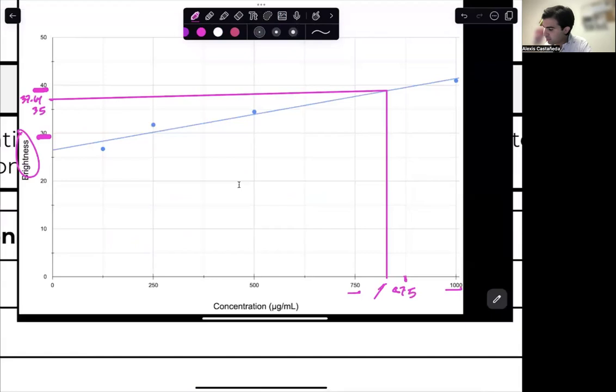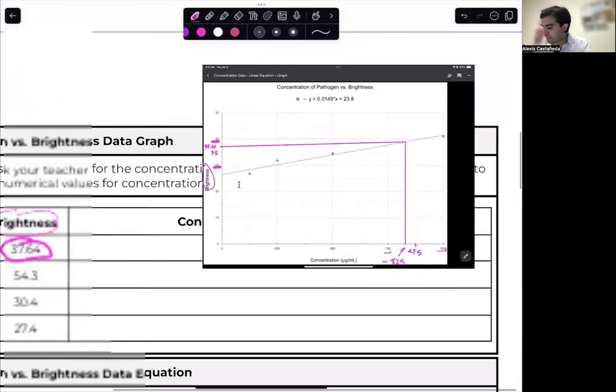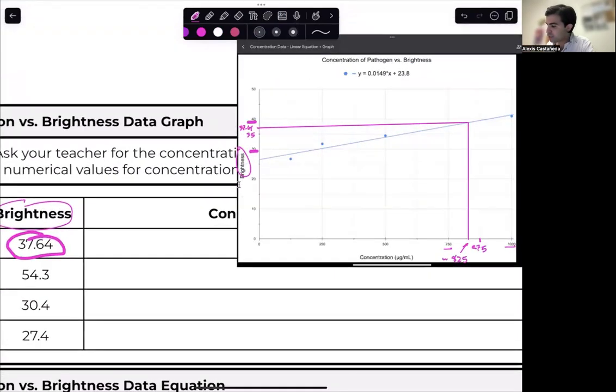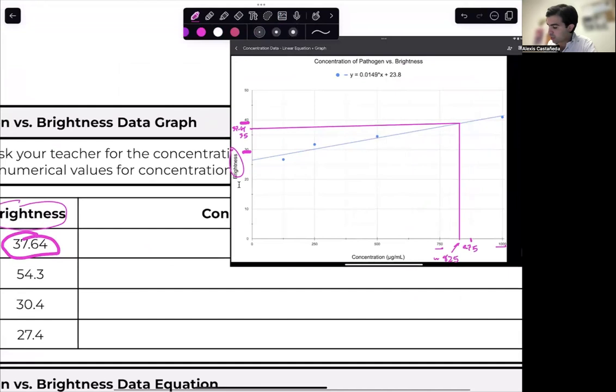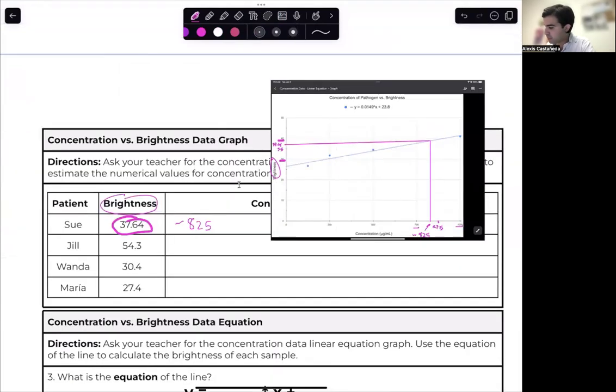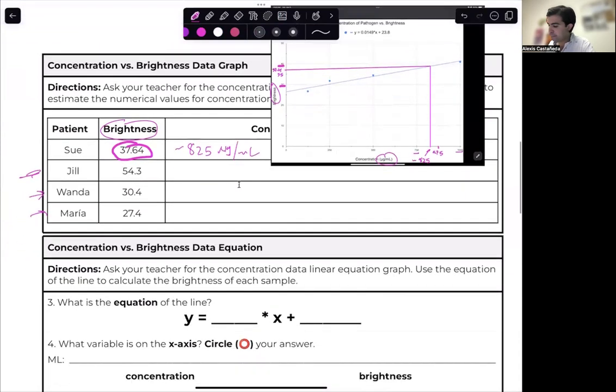So I would say that this here is maybe approximately like 825. That's an approximate estimate. Again, I don't need you to have an exact answer. I want you to estimate. So that means that the concentration is approximately 825, and the units are micrograms per milliliter. I want you to do the same for Jill, for Wanda, and for Maria.